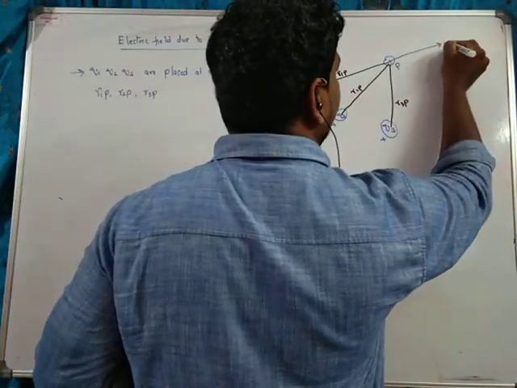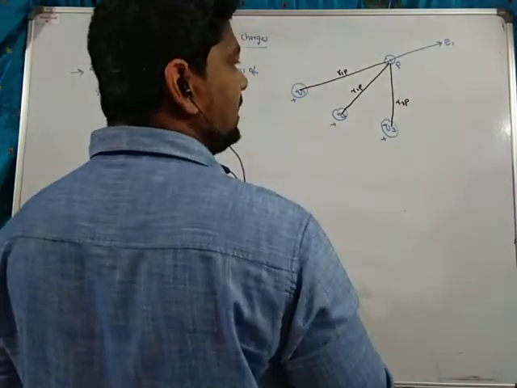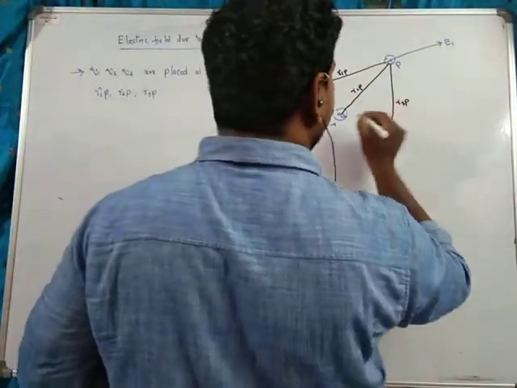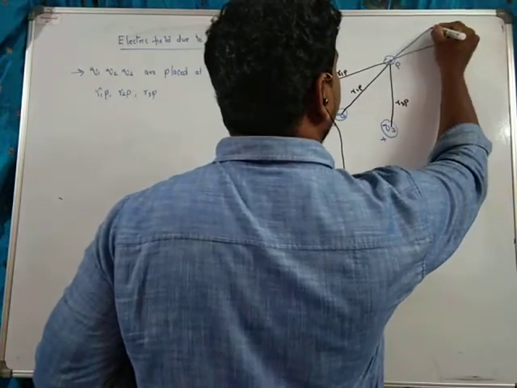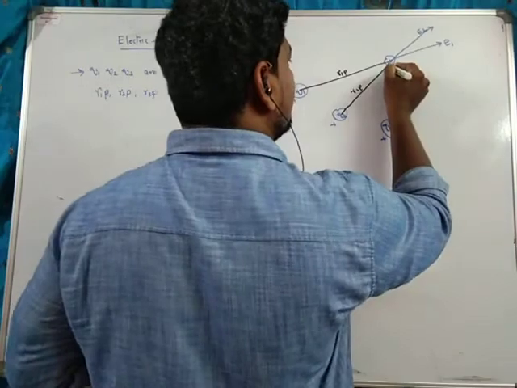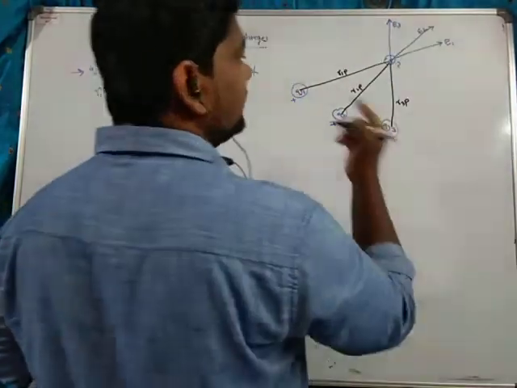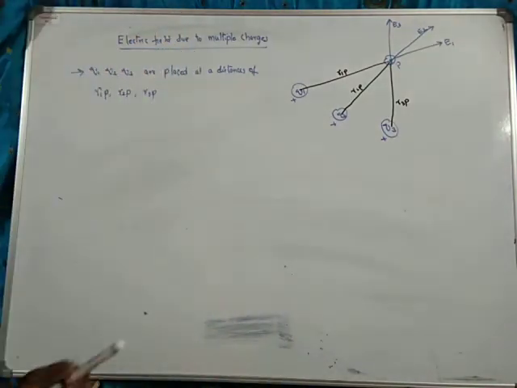That's an electric field E1. So charge 1 will experience a field E1. Similarly, charge 2 will experience the field E2. Charge 3 will experience the field E3, with respect to the point P.